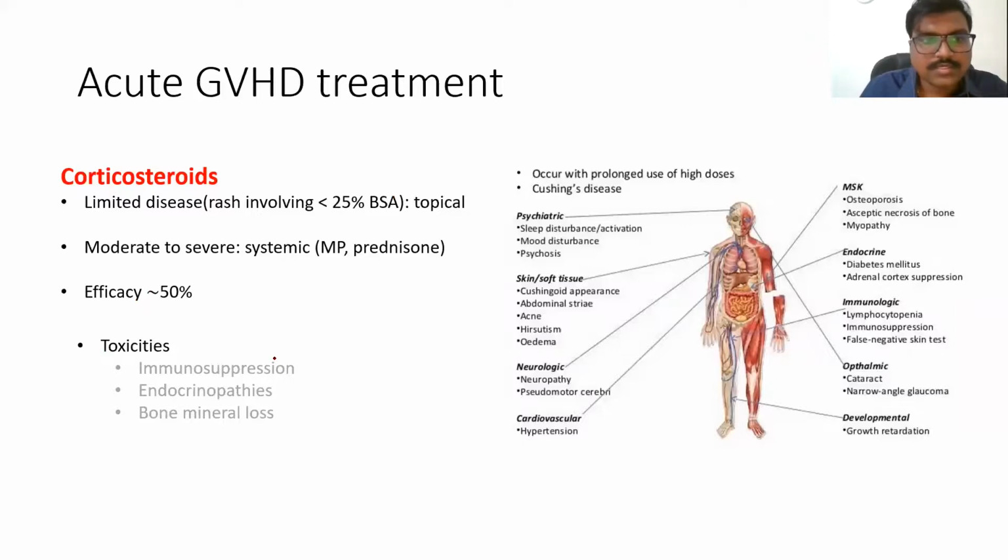So the treatment is usually steroids. If it is limited disease, then it is topical. If it is moderate to severe, then we usually give 1 to 2 milligram per kg of steroid and a taper over prolonged period. The efficacy is only 50%, and we all know the problems with prolonged immunosuppression.